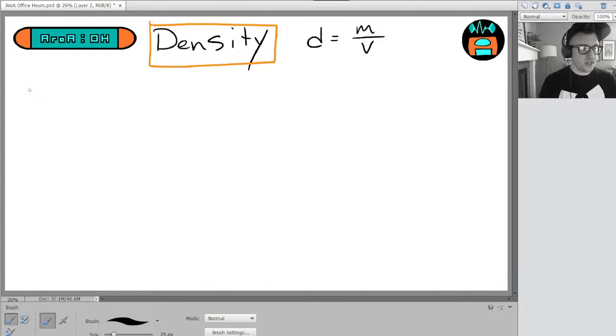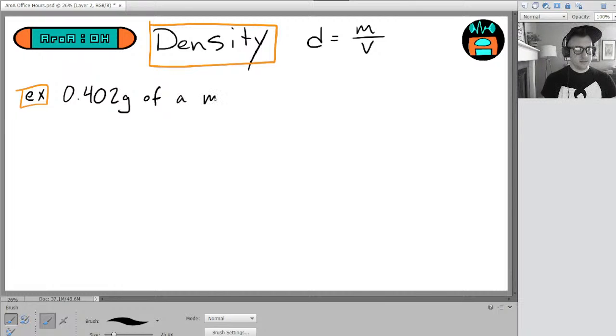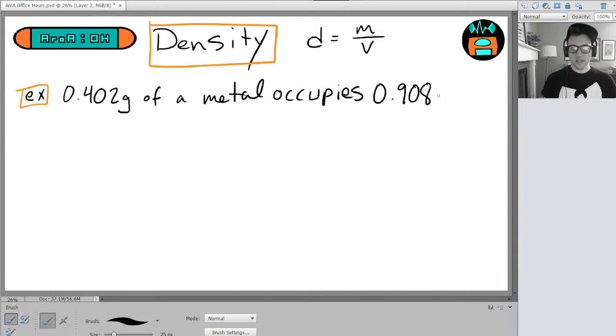And we left off with the following example. So we have 0.402 grams of a metal that occupies 0.908 milliliters of space.